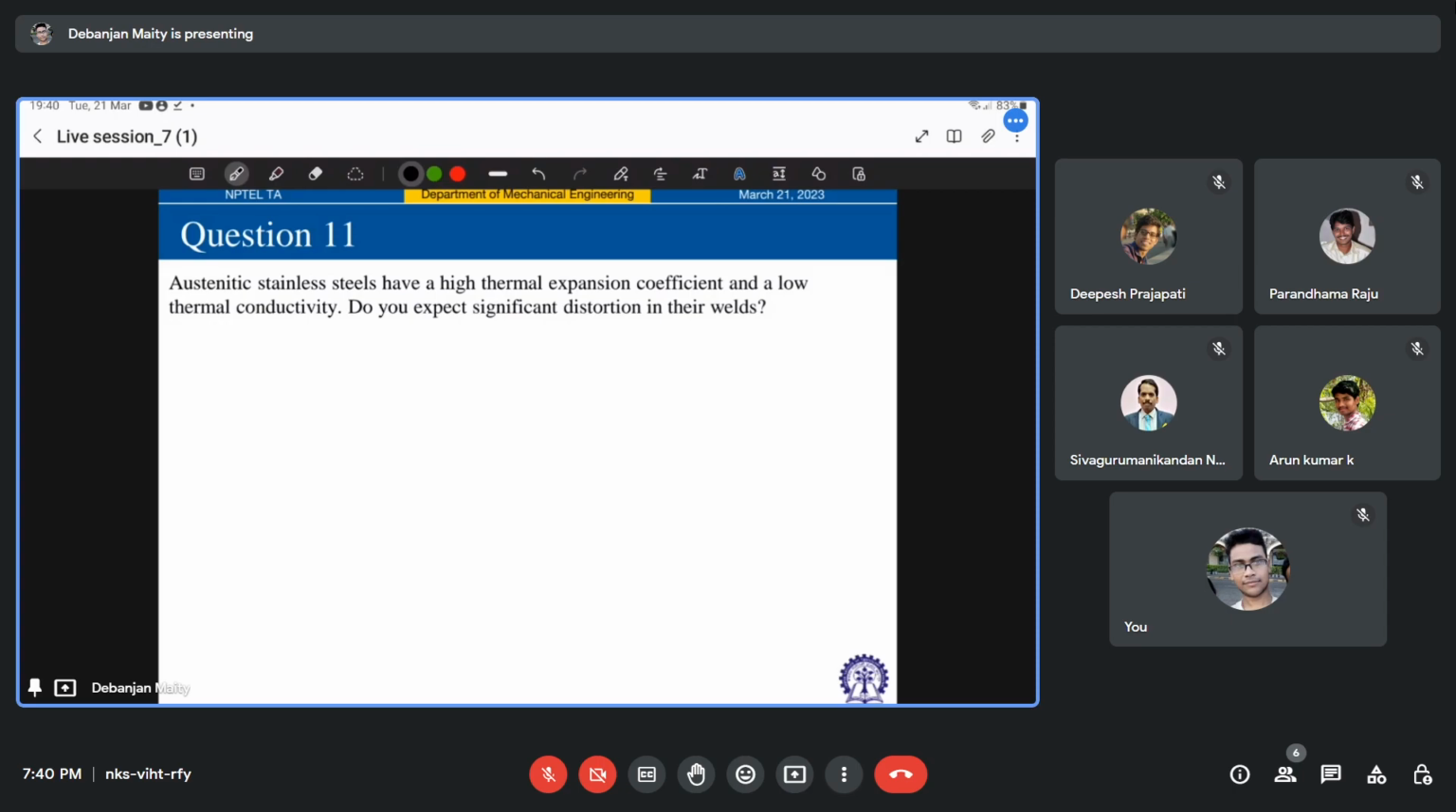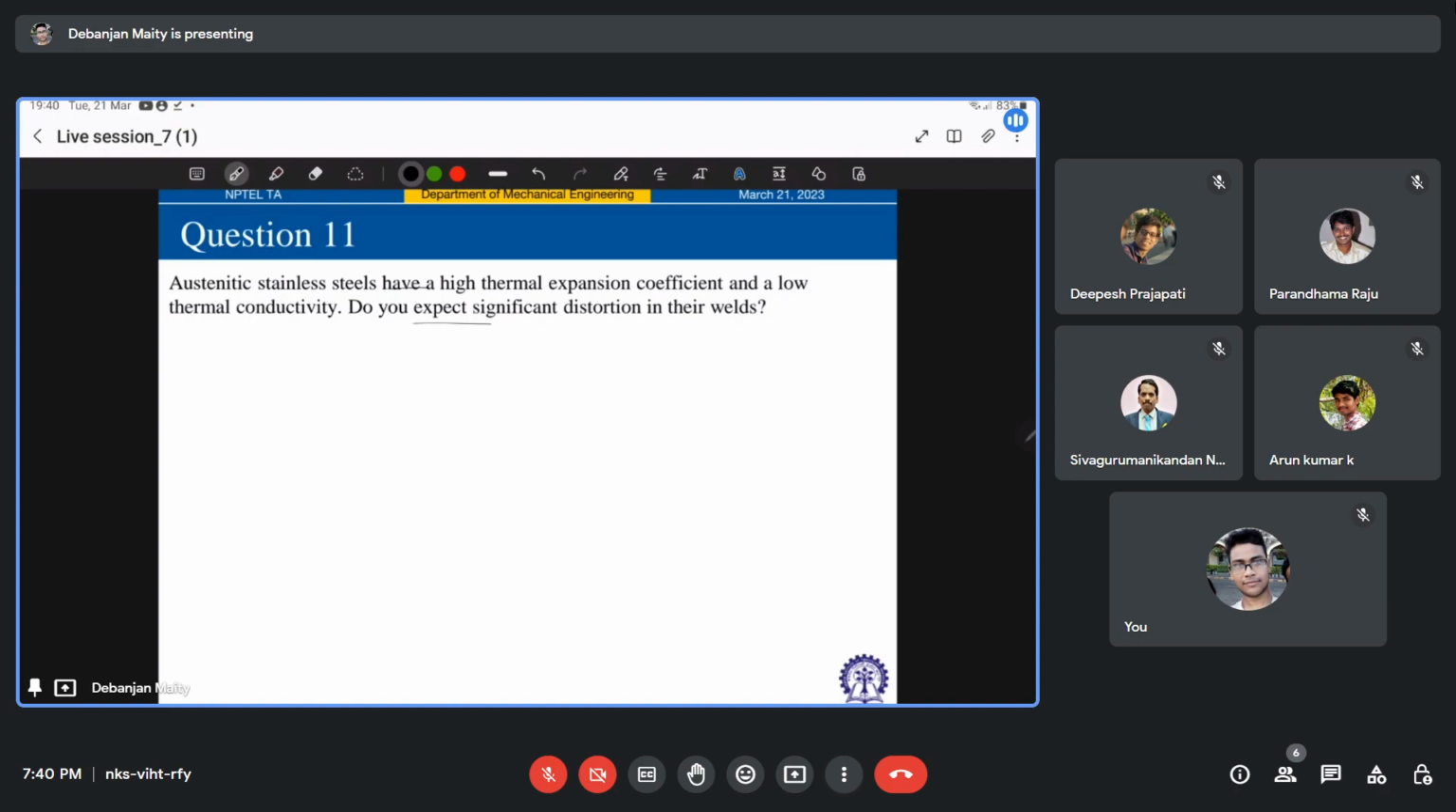So this is the last question on your distortion. It says that austenitic stainless steel has a high thermal expansion coefficient and low thermal conductivity. What do you expect? Will it have significant distortion?